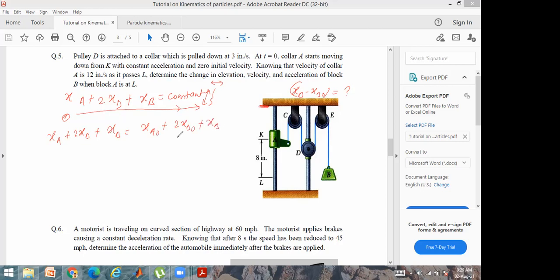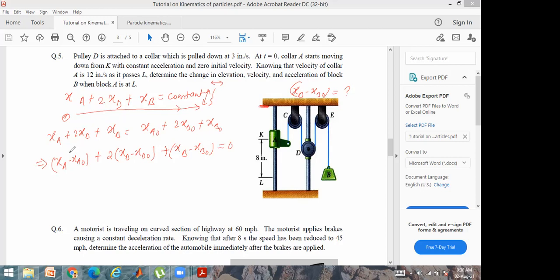They both are constant, the same, right? The initial and final lengths are the same. Then I can write (xA minus xA naught) plus 2(xD minus xD naught) plus (xB minus xB naught) equal to 0. So I can write this particular expression.